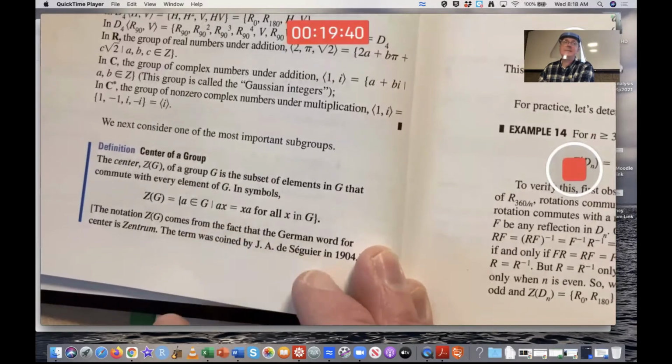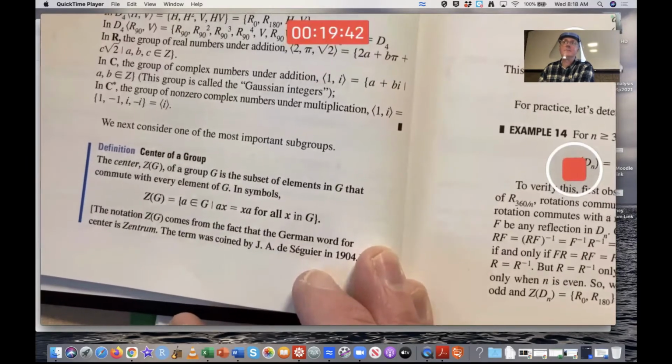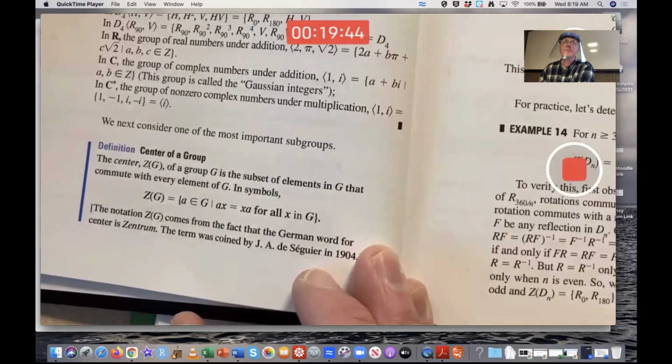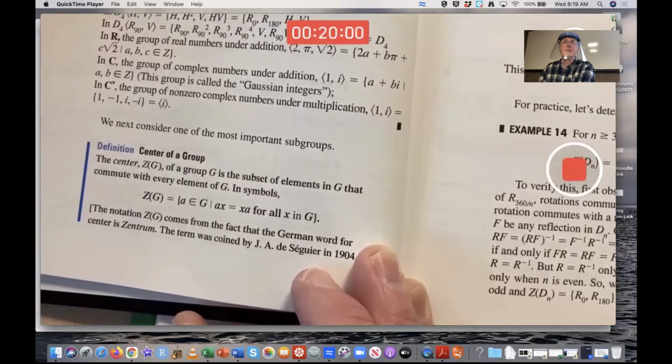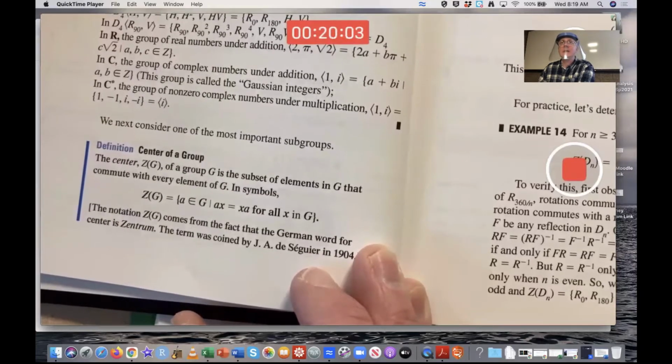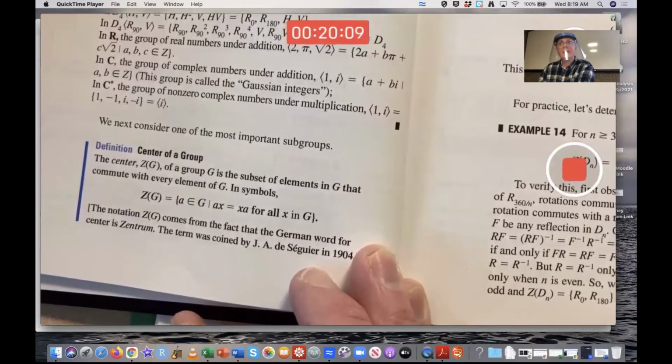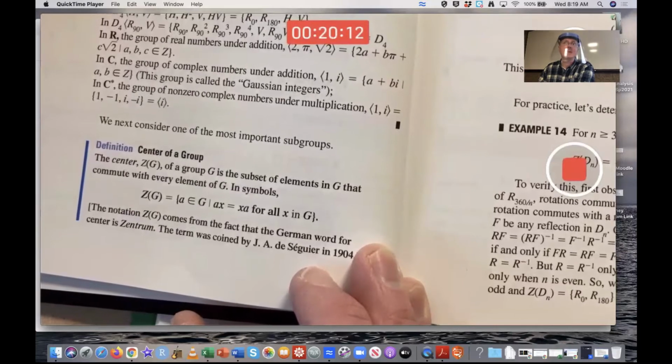You always have at least the identity in the center. If G is abelian, what would Z of G be? All the elements of G, in other words, all of G. So when G is abelian, Z of G equals all of G. It's possible, conceivably, that in some cases, Z of G is just the identity element.